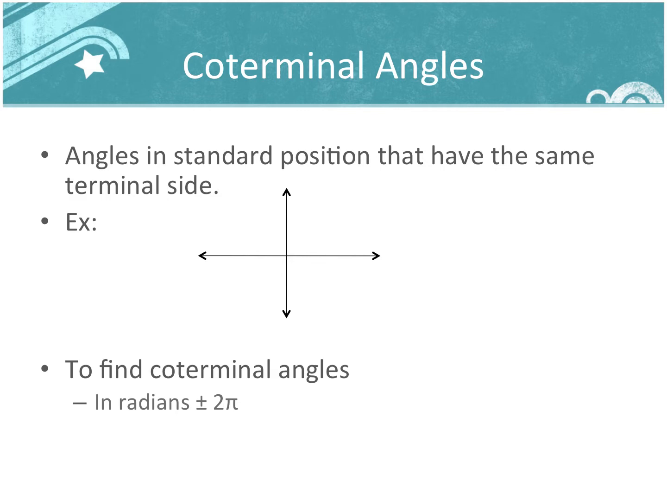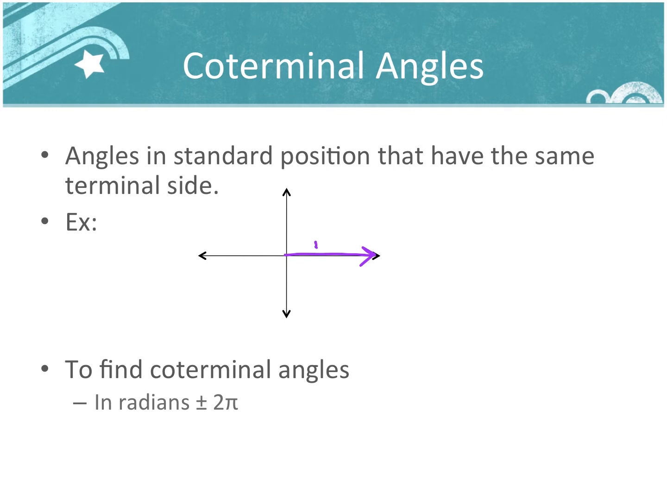Okay, coterminal angles are angles that start and stop in the same spot. So they're in standard position. They always start at the same point, and they always end at the same point, but they may go around your circle more or fewer times.